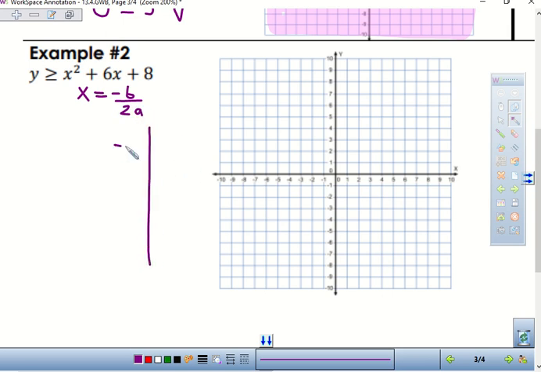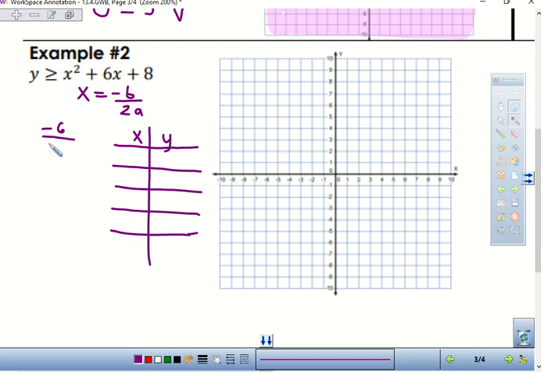The axis of symmetry, which is the x coordinate of the vertex. So we're going to find the x coordinate of the vertex, which is also always going to be the middle of my table, okay? So that's going to be negative 6 over 2 times 1, which is what?